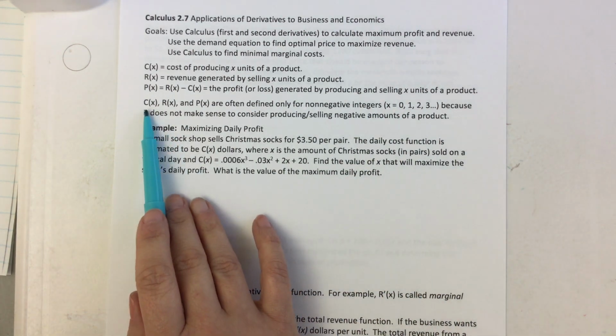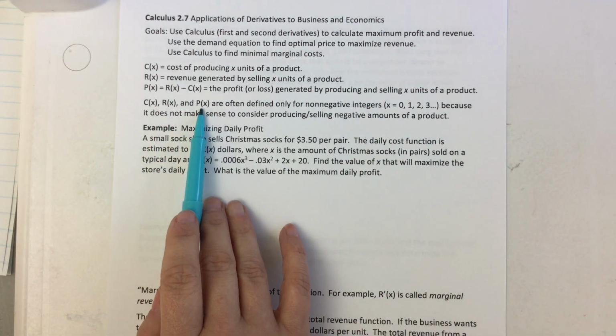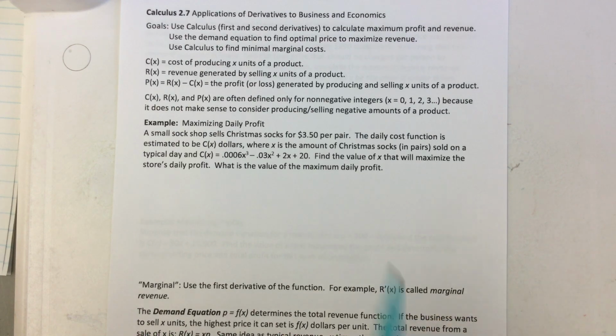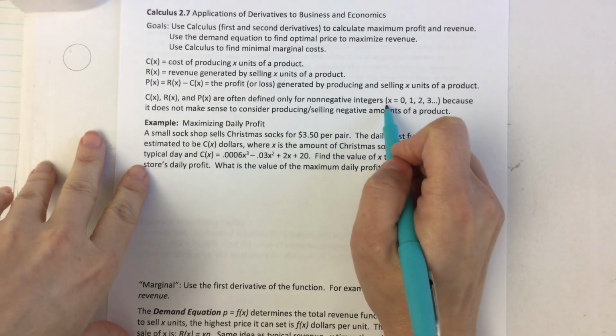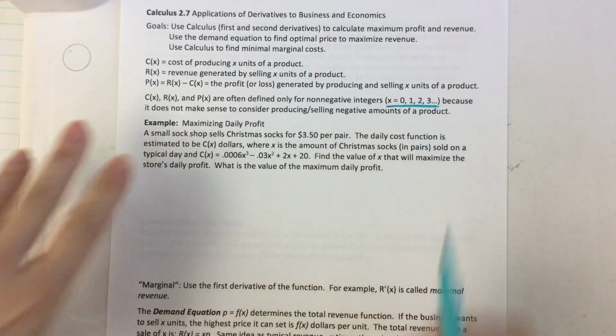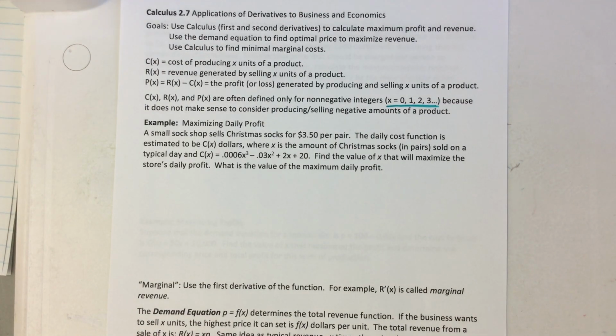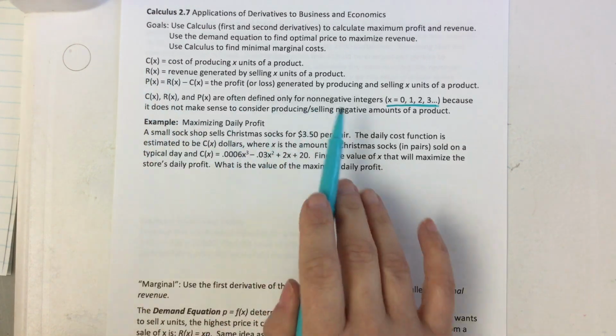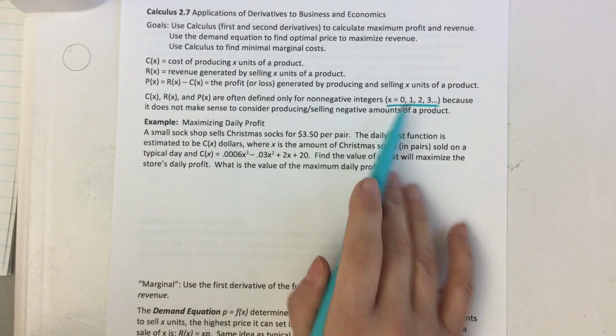So cost, revenue, profit. They are defined only for non-negative integers because X is showing how many items you made. They're integers because it's how many whole items you made, and they're non-negative because you can't produce a negative amount of items. So these work again for non-negative integers.